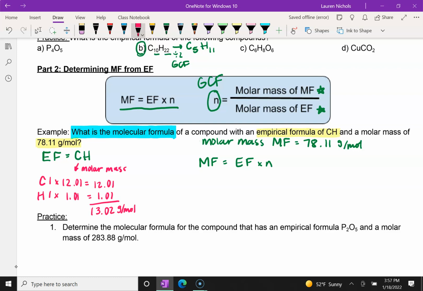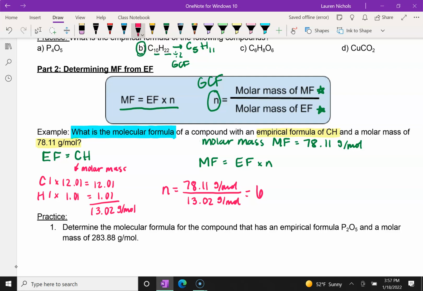And so we know that if I want to calculate N, it would be equal to the molar mass of my molecular formula, so 78.11 grams per mole, divided by the molar mass of our empirical formula, 13.02 grams per mole. And when you put that in your calculator, remember the 78.11, which is in your numerator, goes in your calculator first. You'll get 5.999, which is just going to be 6.